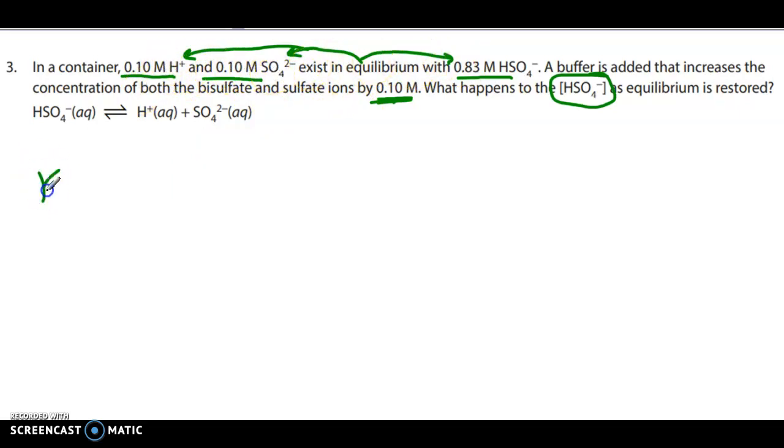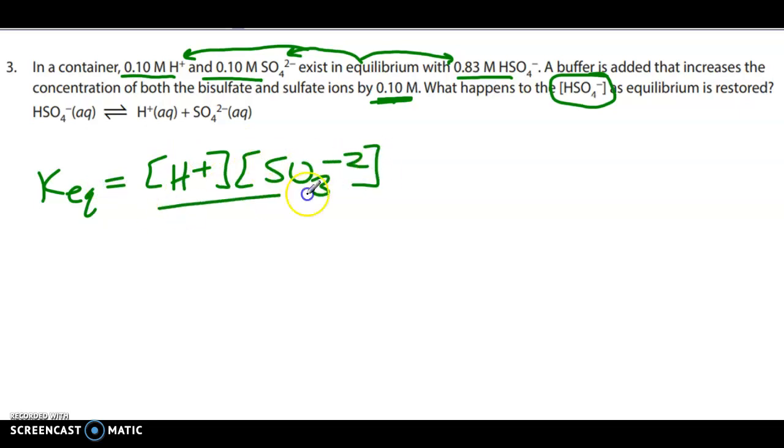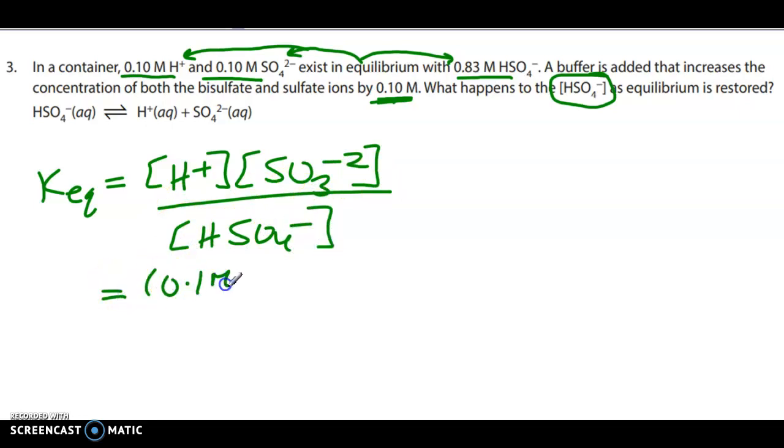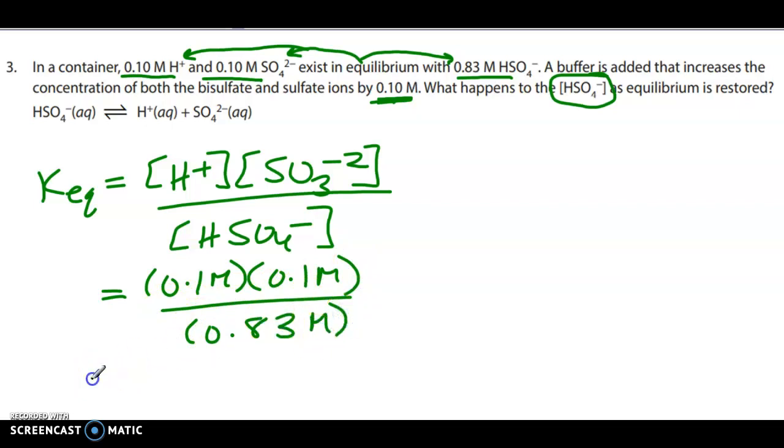Okay, so let's take a look at our KEQ originally. So we have our hydrogen and our sulfate over our bisulfate ions. Okay, so at equilibrium, let's take a look at this. We have 0.1 and 0.1 over 0.83. So our K is 0.012.